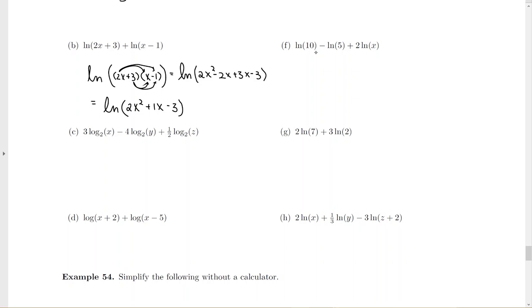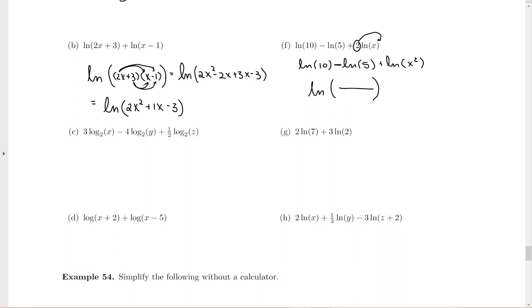For letter F, I see that there is a number in front of a logarithm. In order for me to make this into one natural log, I can't have a number in front of the natural log. They all have to have the same ln, ln, ln. So the 2's got to go. So we're going to move the 2 up to the power position. And now they're all natural logs. And then I do see a subtraction symbol here, so I am going to have a division bar in here.